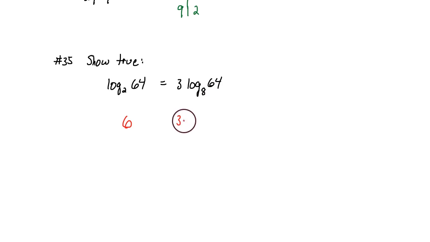We have 3 times the value of this logarithm. 8 to what power makes 64? Well, 8 to the 2nd power is 64. So this logarithm can be replaced with 2. So does 6 equal 3 times 2? Yes, it does. So this checks out. We showed that it was a true equation.